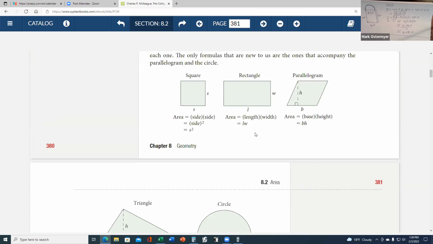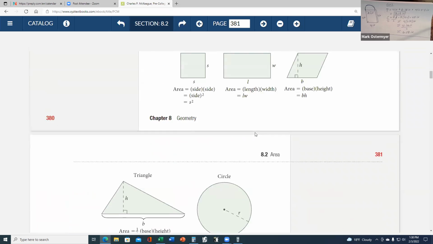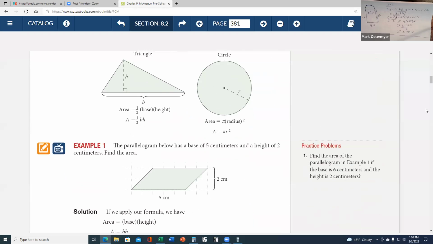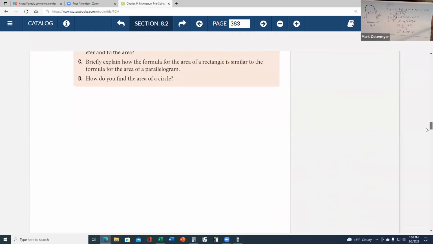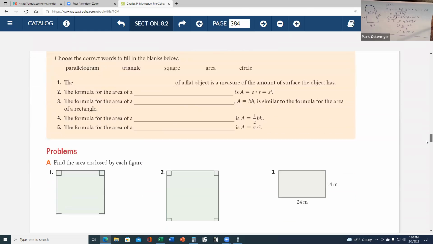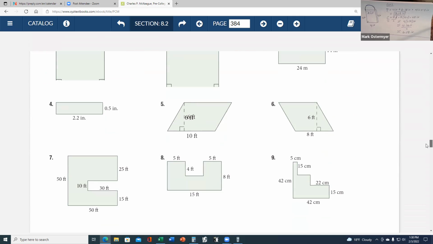Any questions about any of these formulas for these geometric shapes here? All right, so let's see if we can get into computing the area of some of these problems here. Let's go right down to the practice set, 8.2. And let's see if we can tap into a couple of these problems here.